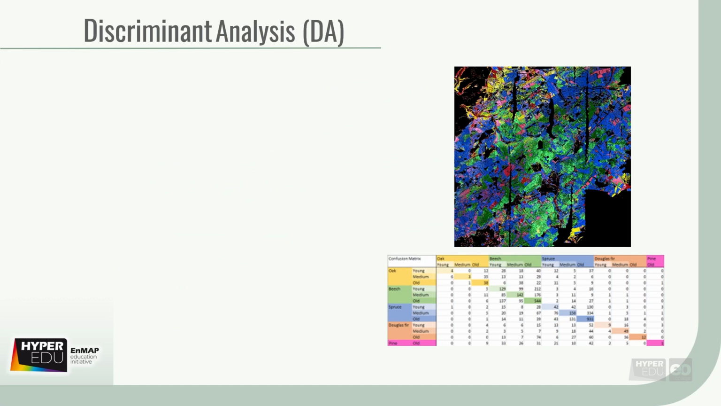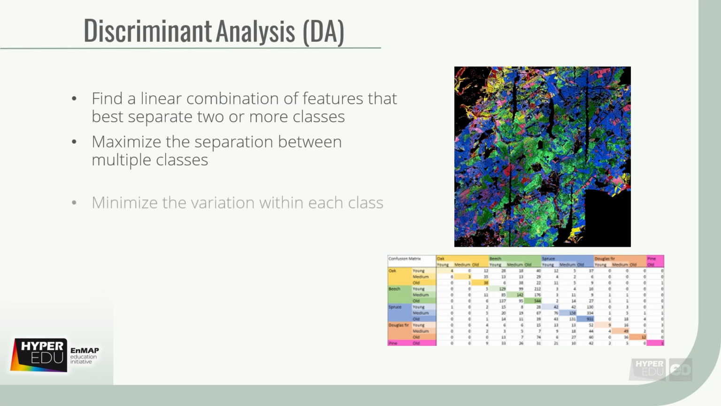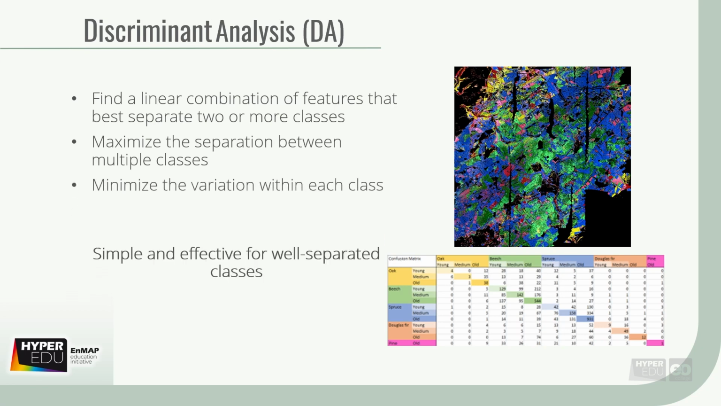There are several methods we can use, ranging from simple to complex. Let's start with some of the classic ones. Discriminant analysis is used to find the linear combination of features that best separate two or more classes of objects or events. The primary objective of DA is to maximize the separation between multiple classes while minimizing the variation within each class. It's simple and effective for well-separated classes.